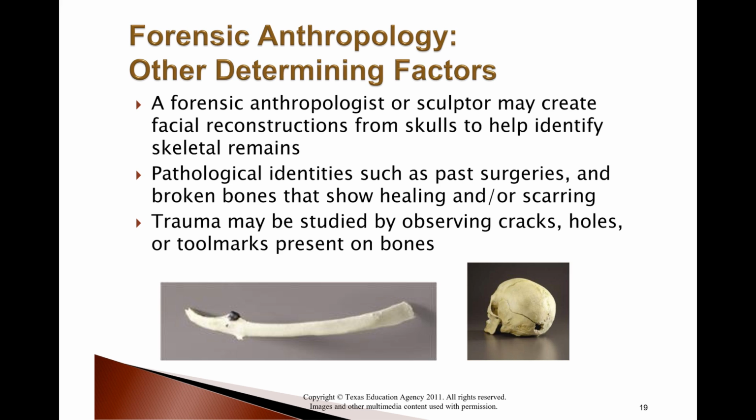Another thing that we can tell, and this is done with the help of your anthropologist and also sometimes your medical examiner or pathologist, would be pathological identities. So things like any past surgeries or bones that have been broken before or had been broken recently that show healing or scarring. It's possible to sometimes tell if the victim may have sustained trauma by looking at chips or holes or cracks in the bone, or maybe even the presence of tool marks. Like if they were stabbed, sometimes you can see the glance of the knife on a rib bone, for example. Or if they were cut up into pieces, that's kind of gruesome.